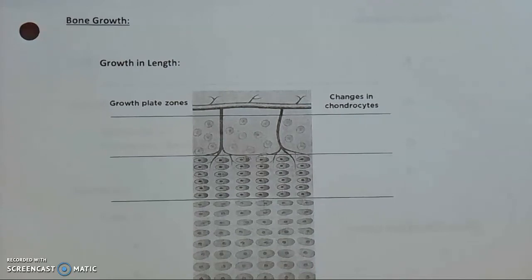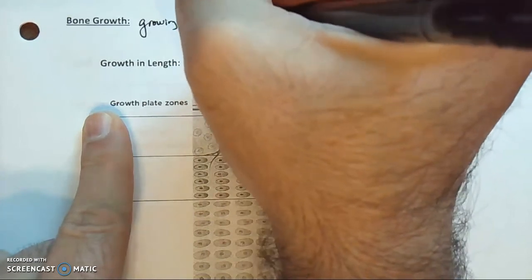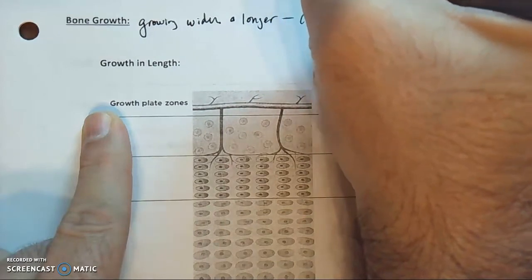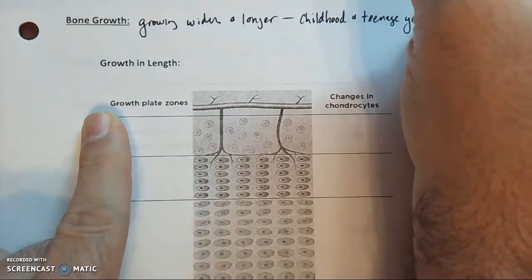So we're not forming the bone itself, what we are adding to the bone. And we're going to see that we have two different ways that we can do this. We can either grow the bone in length or we could grow the bone in thickness. So most of this bone growth occurs by growing wider and longer. And most of this takes place in childhood and teenage years, so adolescence.